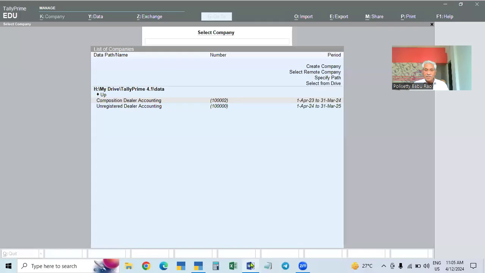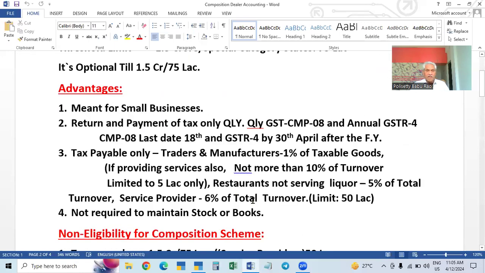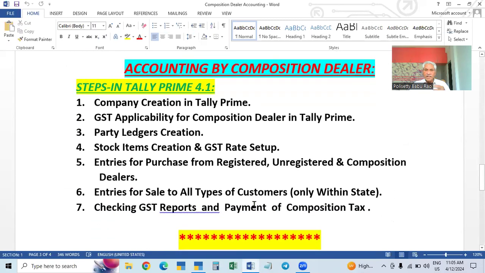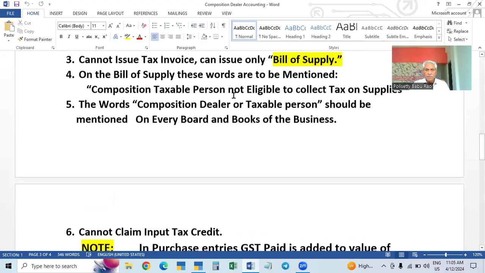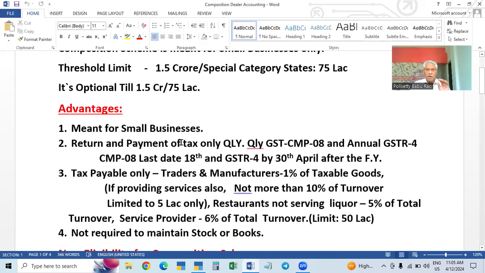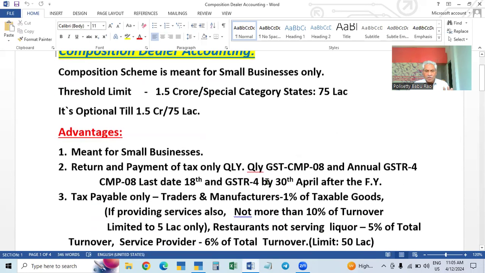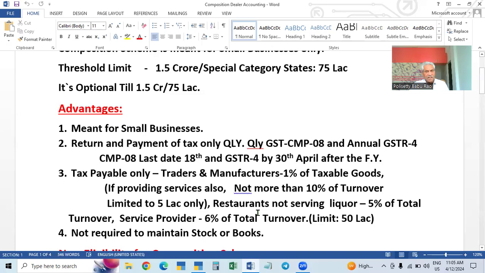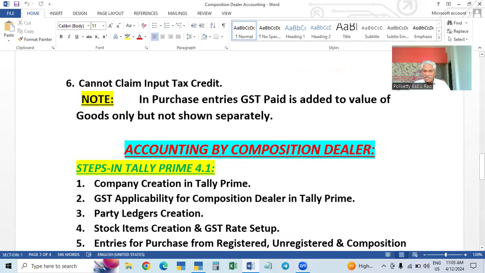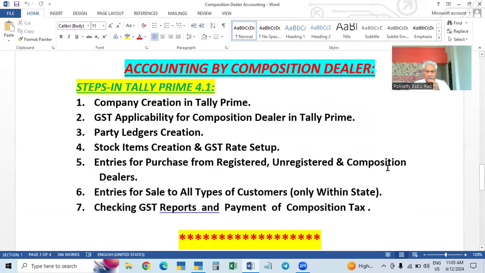So we discussed all these advantages and restrictions. The next topic is how these composition dealers maintain the books, that is, how the accounting is done by the composition dealer. Even in any institute you go, they will only teach you the theory about the composition dealer, and discuss some points. No one will tell you how to enter the transactions. So that is what I am taking up: the accounting by the composition dealer. You read it, hear it, practice it and learn carefully.